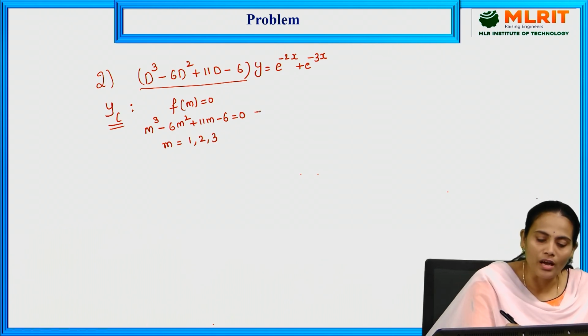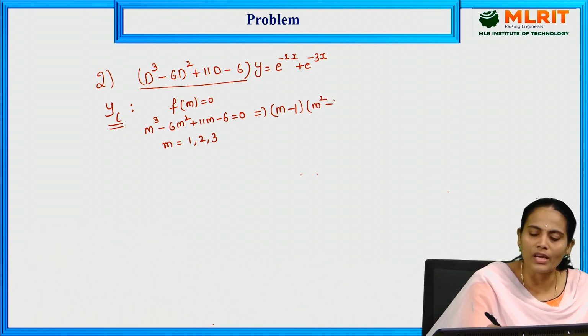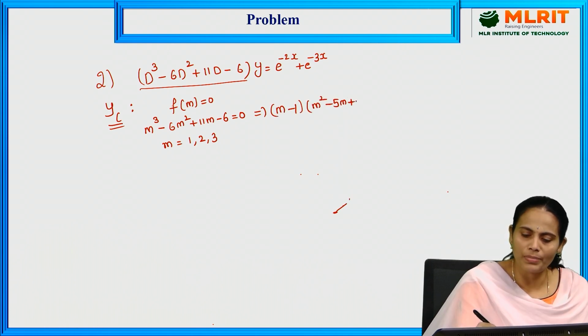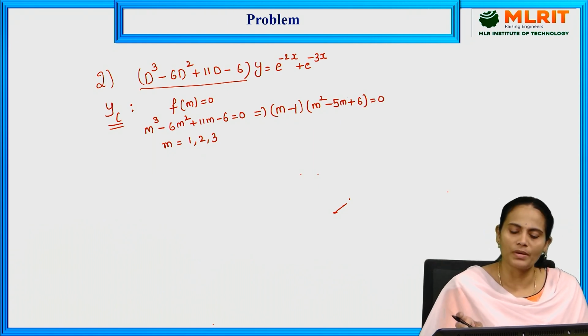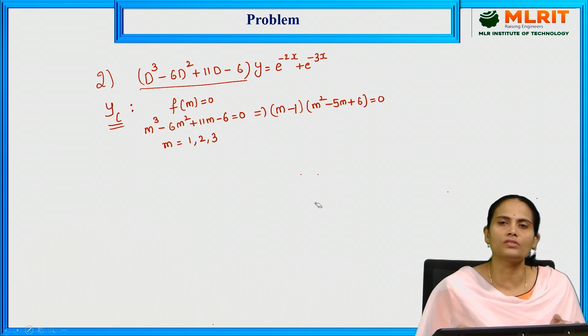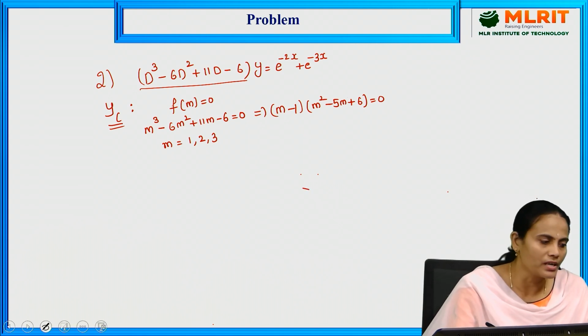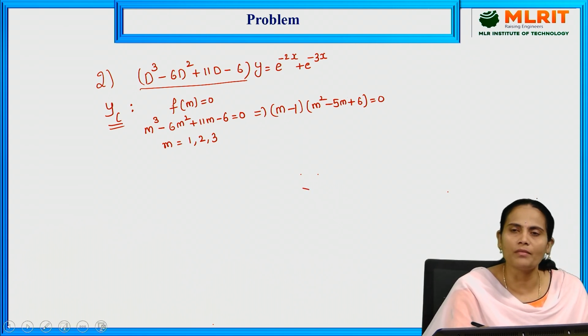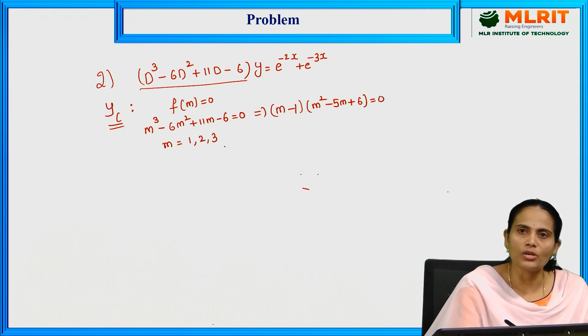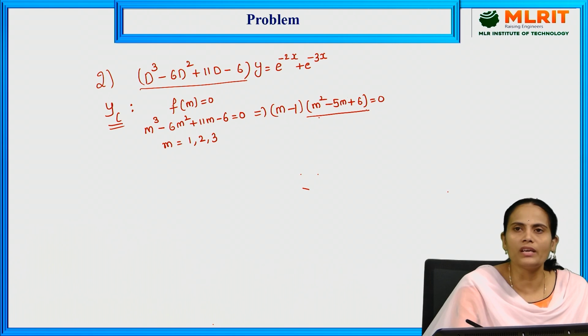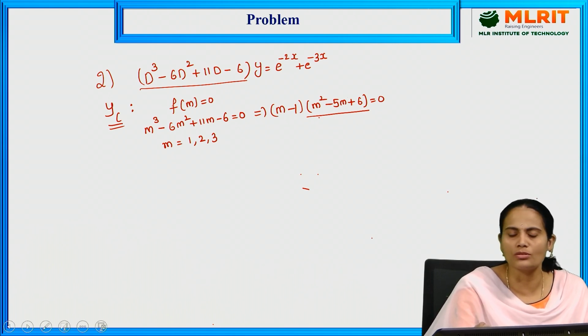Or this can also be taken as (m minus 1) into (m square minus 5m plus 6) is equal to 0. So m cube minus 6m square plus 11m minus 6 equal to 0 can also be written as (m minus 1)(m square minus 5m plus 6) = 0. So now the roots are m = 1, 2, 3, since m square minus 5m plus 6 is nothing but (m minus 2)(m minus 3).